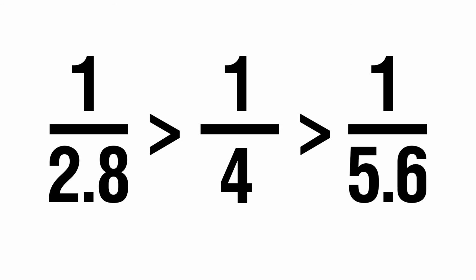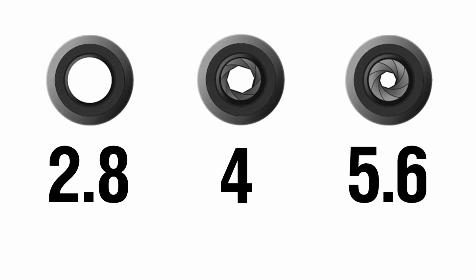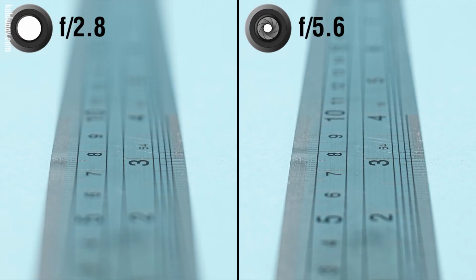The largest number here is 1 divided by 2.8. Saying or writing this number as a fraction is too long, therefore photographers usually say simply aperture 2.8. But always keep in mind that 2.8 is the denominator. So aperture 2.8 is a more open aperture than 4 or 5.6. And the depth of field at aperture 2.8 will be less than at aperture 5.6.